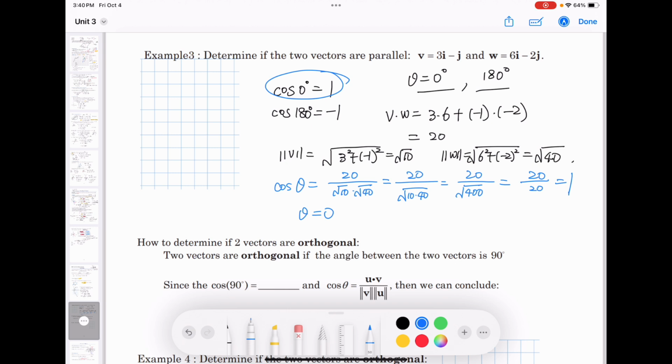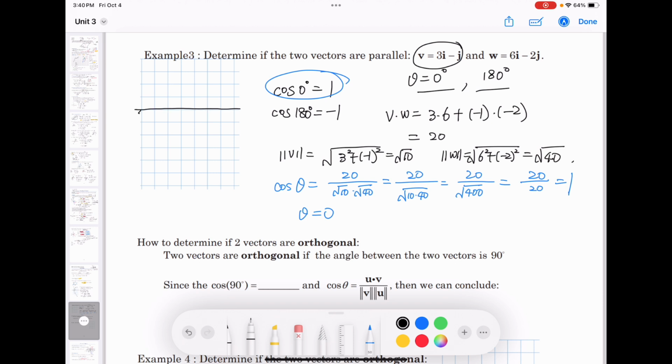We can also graph it. For example, find the vector 3i minus j. So let's see how to graph it.